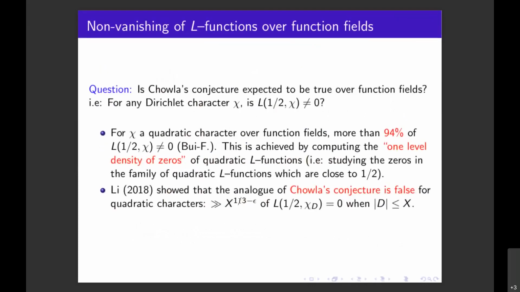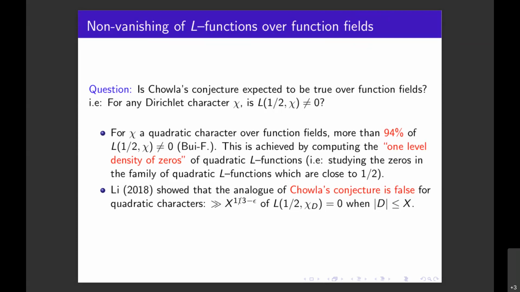Okay, so now the kind of questions that we're interested in are similar to the questions over number fields that I described before. So a natural question would be, is Chowla's conjecture expected to be true over function fields? Let me remind you that Chowla's conjecture in the number field setting said that L of 1/2 chi is never equal to 0 for any Dirichlet character. So then the question is, if I take some Dirichlet character chi over function fields, is the L function non-vanishing at the point 1/2? Again, let us specialize to quadratic characters.